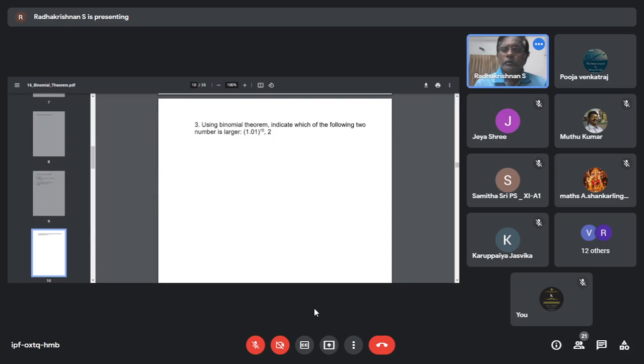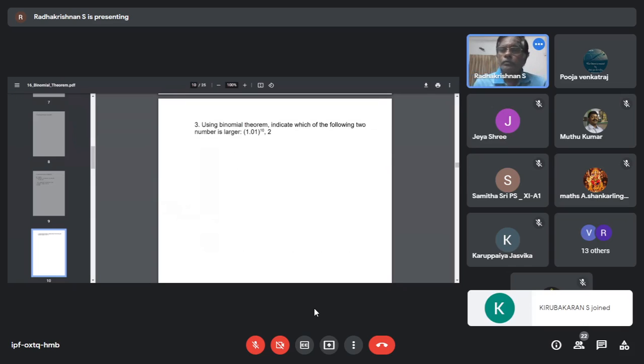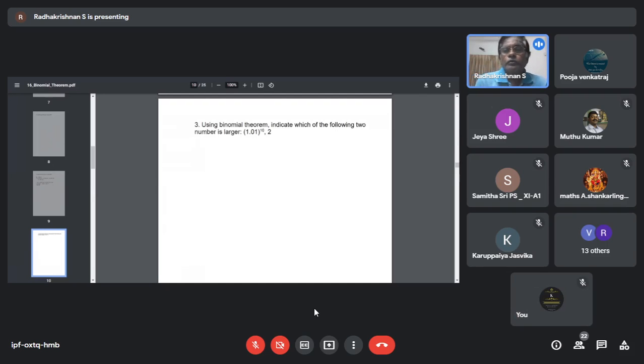Okay, so it is similar now. Using binomial theorem, indicate which of the two numbers is larger: 1.01 to the power of 10 and 2. Basically we are asking whether 1.01 to the power of 10 is greater than 2 or less than 2. If we expand 1.01 to the power of 10 and write a few terms, it will become clear whether it is going to exceed 2 or not. So can you work it out? Yes, sir.